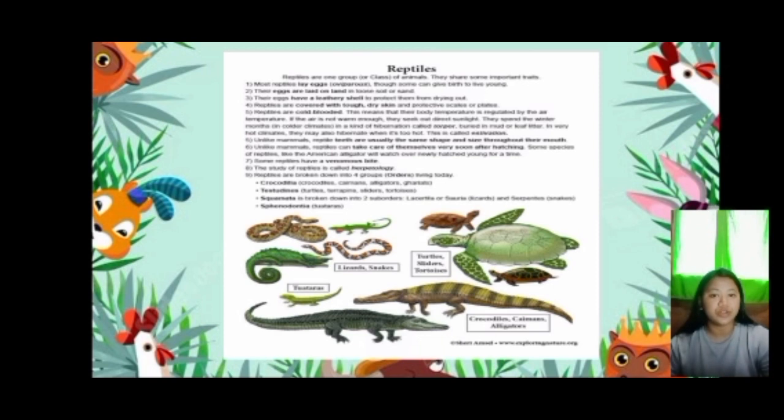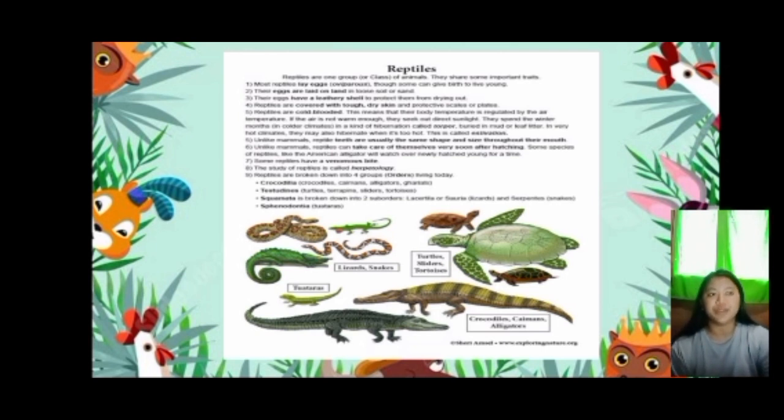Reptiles are one class of animals. They share some important traits. Most reptiles lay eggs. When you say lay eggs, they are also known as oviparous, though some give birth to live young. Their eggs are laid on land in loose soil or sand. Their eggs have a leathery shell to protect them from drying out. So the shell of their egg protects what is inside the egg.